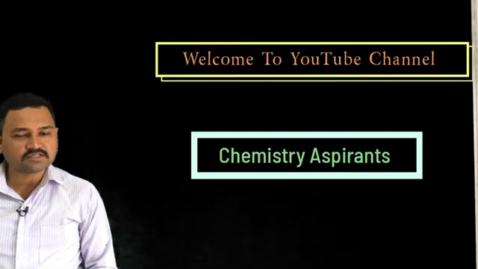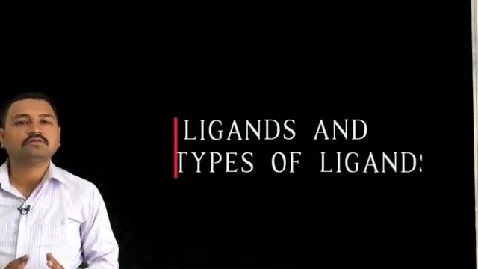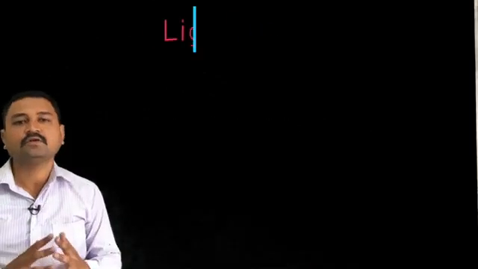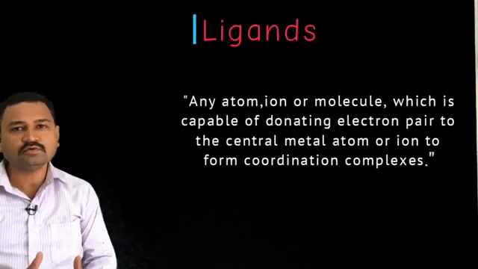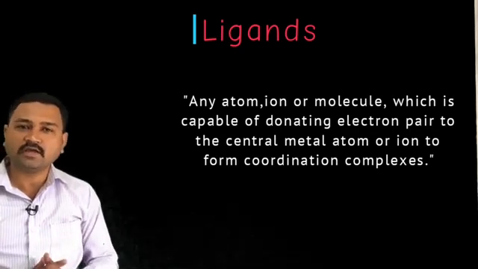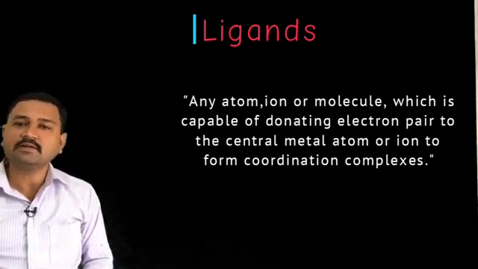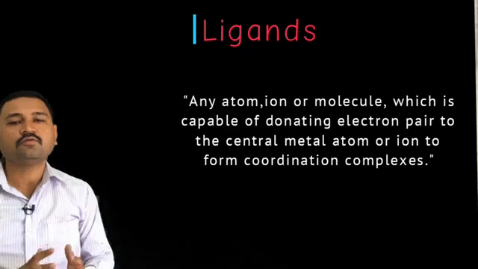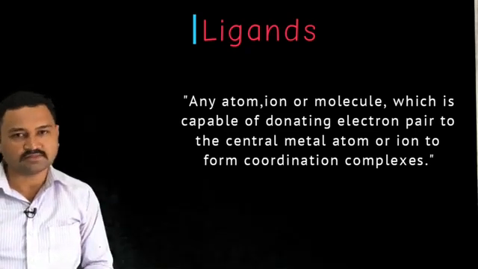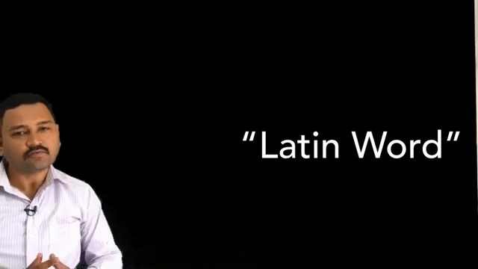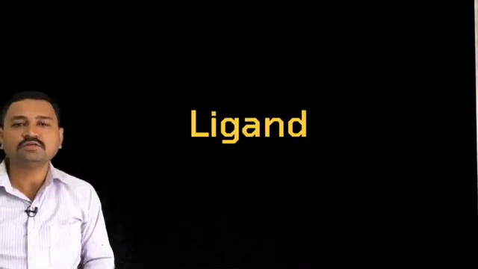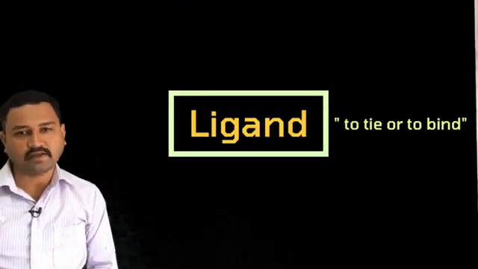Now in today's lecture we are going to learn about ligands and the types of ligands. We know that a ligand is any atom, ion or molecule which is capable of donating an electron pair to the central metal atom or ion to form coordination complexes. Actually, the word ligand is obtained from the Latin word which means to tie or to bind.